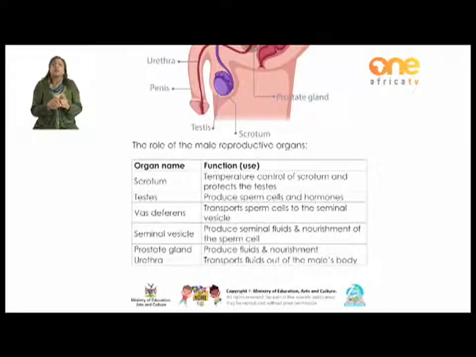And once they have been produced, then the sperm cells and hormones must travel through the vas deferens to the seminal vesicle. And the seminal vesicle will then produce seminal fluids and nourishment for the sperm cell. So the sperm cell will need nourishment to keep it alive and healthy. And then from there we have the prostate gland, which is responsible for producing fluids and nourishment, which will further aid the movement of the sperm cells. And all these contents will exit the male's body through the urethra.